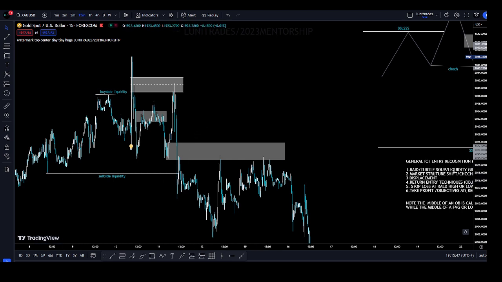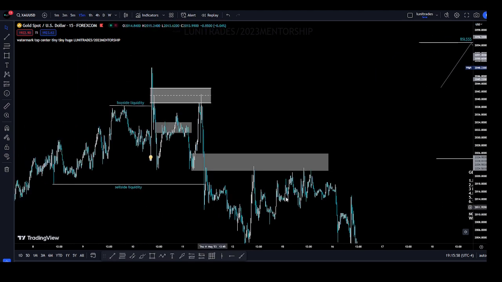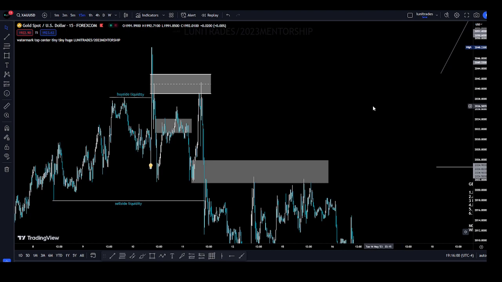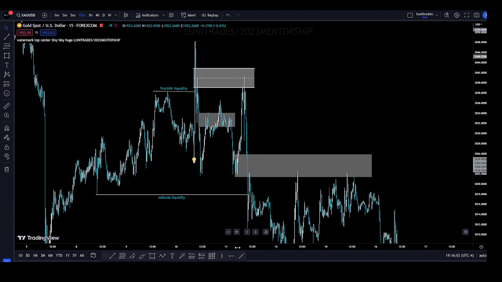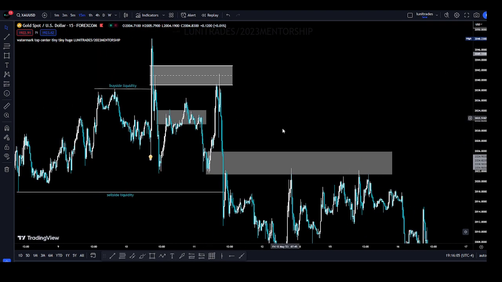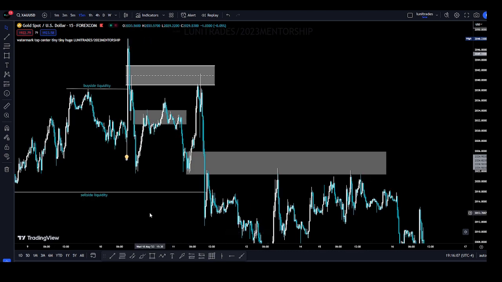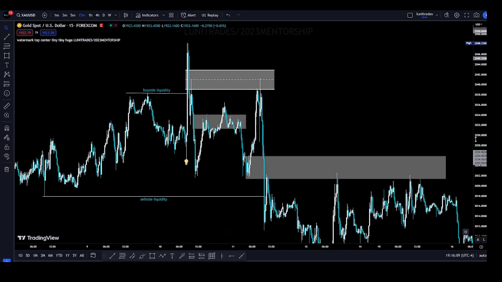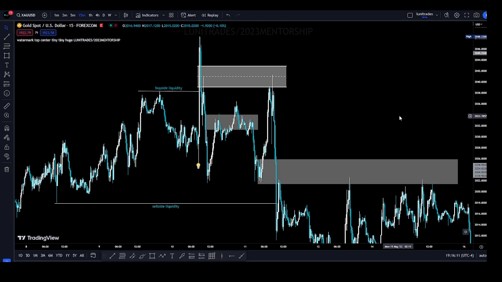So what happened next? What did I say? The next one is what? Market structure shift, right? No, next one, first one is the raid. So if you see price, let me zoom in here so that we can actually see it clearly. Yeah, so we're good now. So first you want to see the raid. So this is the raid, right?